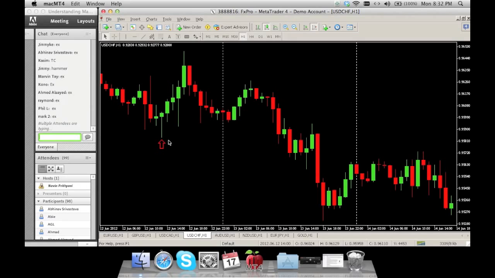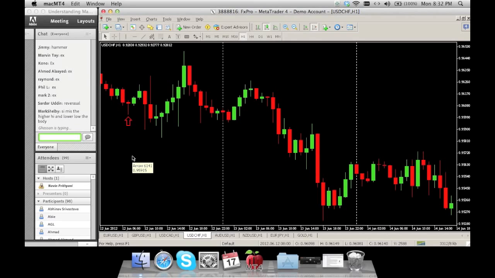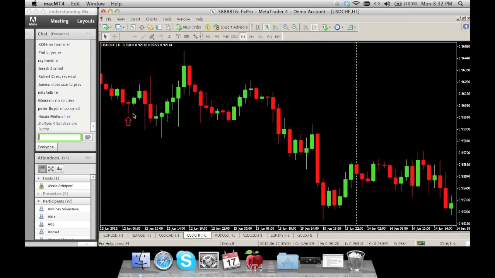Now, what about this one? Okay, the answer is no, this is not an exhaustion. The previous candle is way too big. Remember, just because the next candle went north does not make this valid.